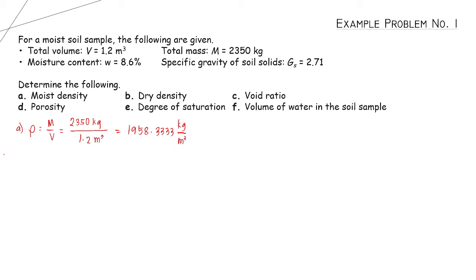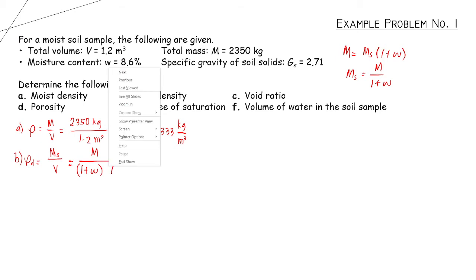Next is the dry density. Rho dry is equal to the mass of soil solids all over the total volume. Let us recall that the total mass M is equal to the mass of soil solids times 1 plus the moisture content. So you can write MS is equal to M all over 1 plus omega, so this is equal to M all over 1 plus omega times the total volume.